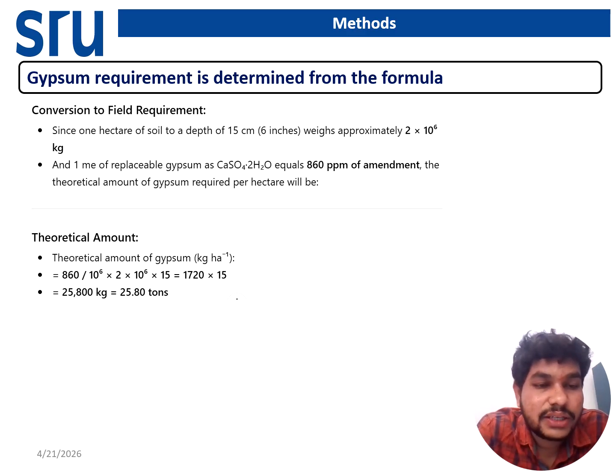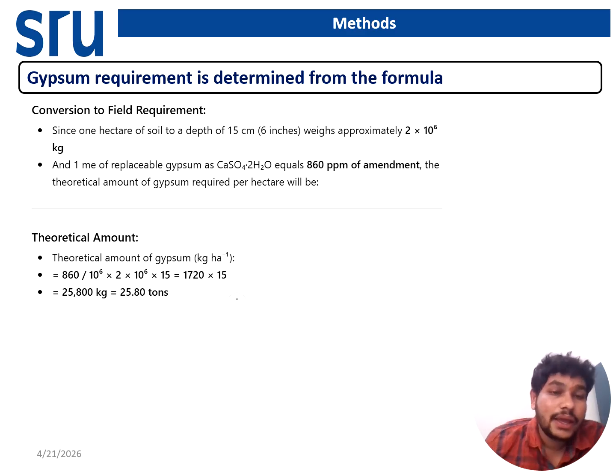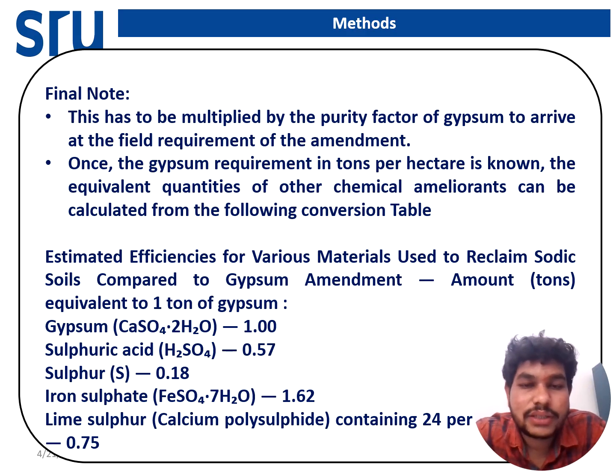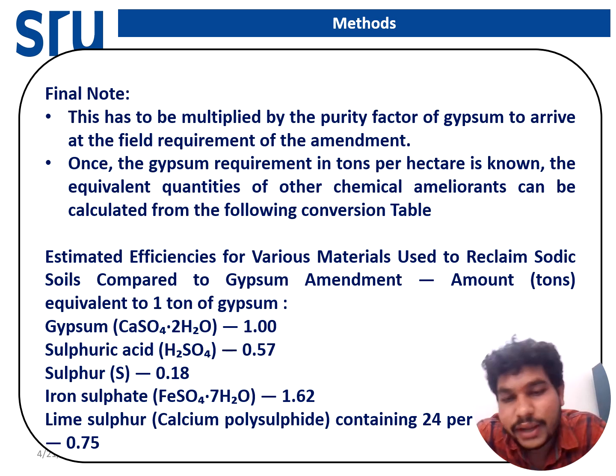So theoretically, we see 860 into 2.26 into 15 divided by 10 to the power 6. So we will get 20.80 tons. That much gypsum we have to add per hectare. We also have to consider some points before applying the laboratory calculated gypsum.